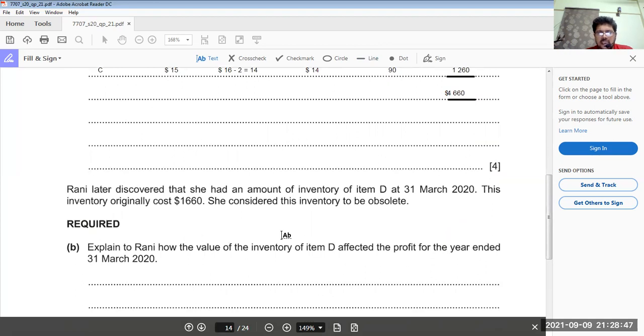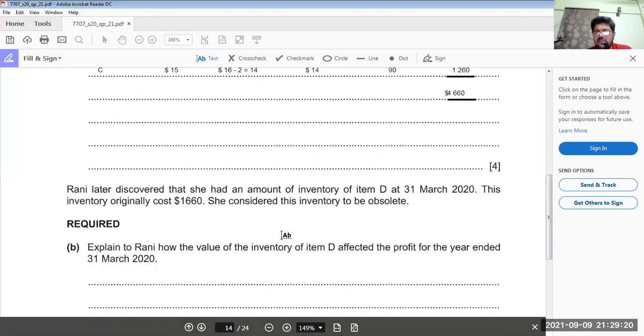Now, other part. Rani later discovered that she had an amount of inventory of item D at 31st March 2020. This inventory originally cost $1,660. She considered this inventory to be obsolete. Obsolete means out of date. Means Rani cannot earn a single penny on this inventory. So NRV is 0. Whatever the cost is, 1660, NRV is 0.